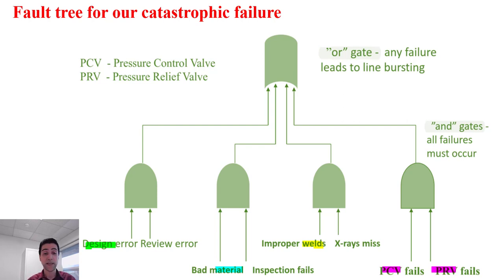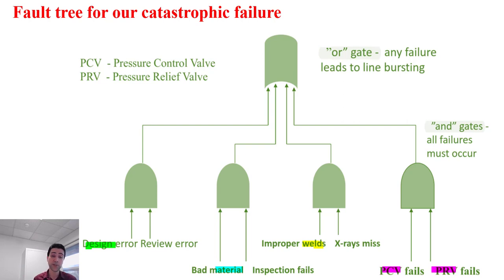Bad material and inspection failures need to be connected with an AND gate again, and then leading us to the top event. We can consider improper welds and also our X-ray inspection misses that defective weld. So AND gate between the two and leading us to the top event.